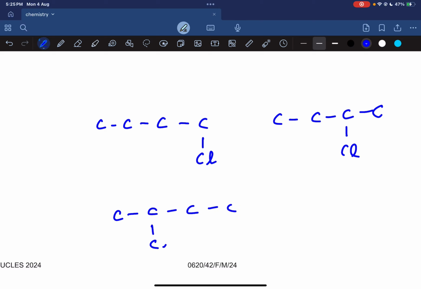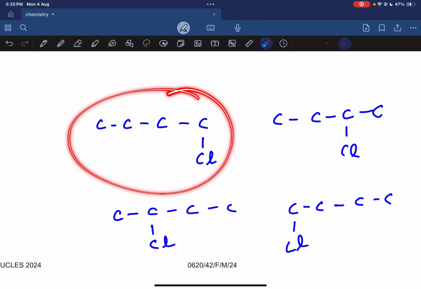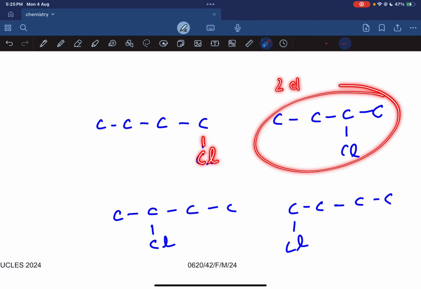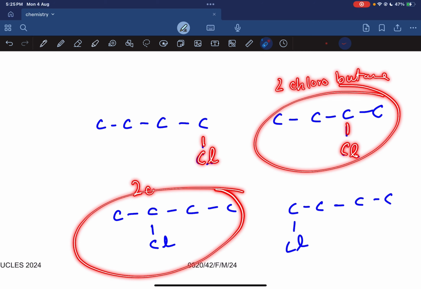Okay, let me draw it for a minute, and you can also think that it may attach on the fourth carbon, something like this. But look, if this is the condition, we call it 1-chlorobutane because the chlorine is on the first carbon. If this is the condition, we call it 2-chlorobutane. Why 2-chlorobutane? Because chlorine is on the second carbon. And if this is the condition, we again call it 2-chlorobutane.